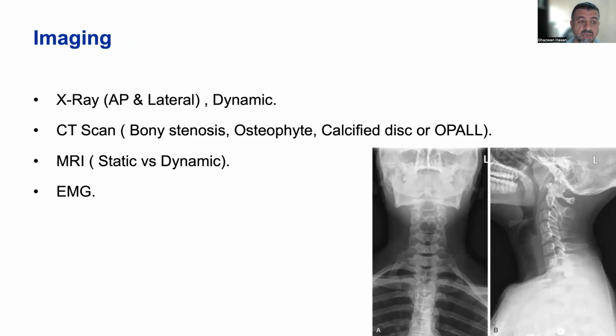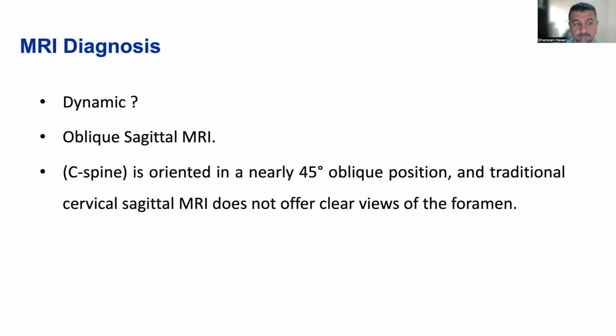For imaging, we start with X-ray, AP and lateral, and dynamic views in some conditions when the patient tolerates it. CT scan is for special conditions, where we look for any osteophyte or calcified disc, and MRI is the cornerstone for diagnosis. We have two types of MRI, either static or dynamic, and also EMG and nerve conduction study.